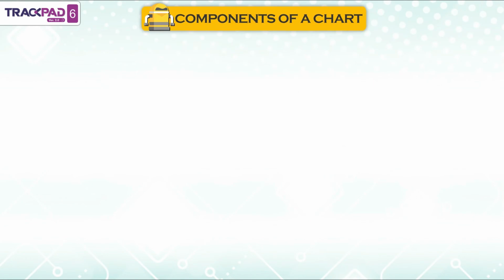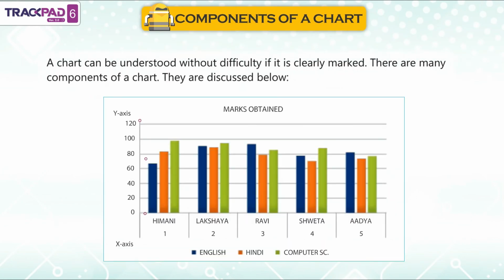Components of a chart. A chart can be understood without difficulty if it is clearly marked. There are many components of a chart. They are discussed below. Title: it describes the main purpose and content of the chart. X-axis: it is the horizontal axis of the chart. It is also known as the category axis.